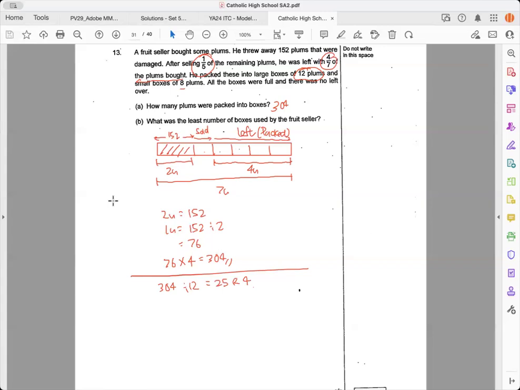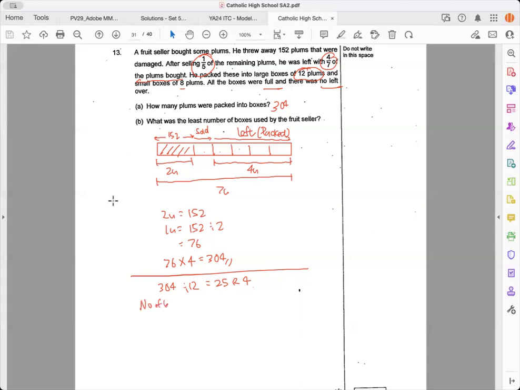Because it says here, all the boxes were full and there were no leftover. So you cannot have a 4 in a 8 in a small box, because a small box must contain 8. So now the next step we do is we do a sort of guess and check.